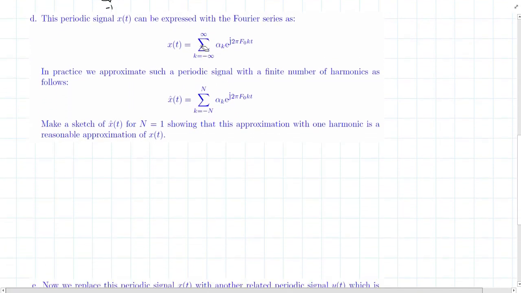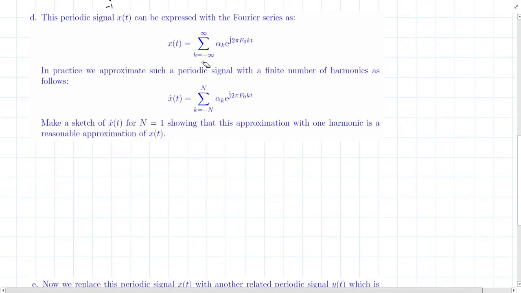For exercise D, this periodic signal x of t can be expressed with a Fourier series. In practice, we approximate such a periodic signal with a finite number of harmonics. Make a sketch of the approximated version of x of t for n is equal to 1, showing that this approximation with one harmonic is a reasonable approximation of x of t.